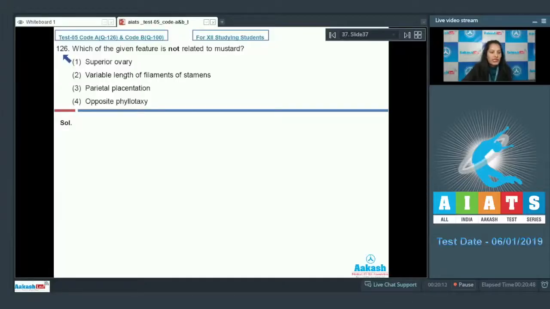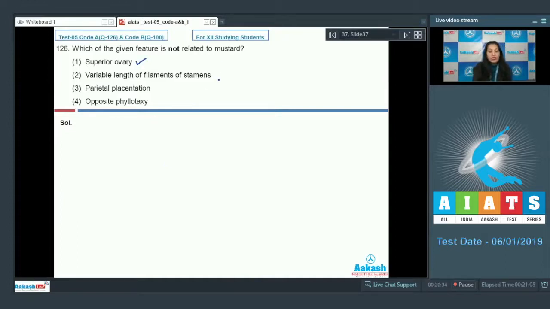Question number 126. Which of the given features is not related to mustard? First option, superior ovary. Second, variable length of filaments of stamen. Third, parietal placentation. Fourth, opposite phyllotaxy. In case of mustard, a member of family Brassicaceae, they have superior ovary.